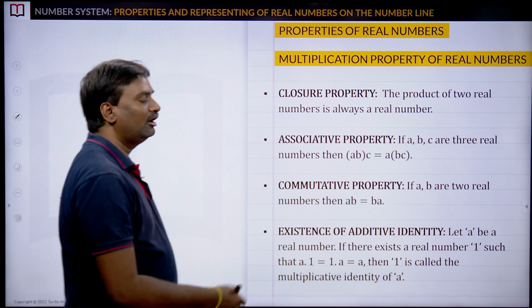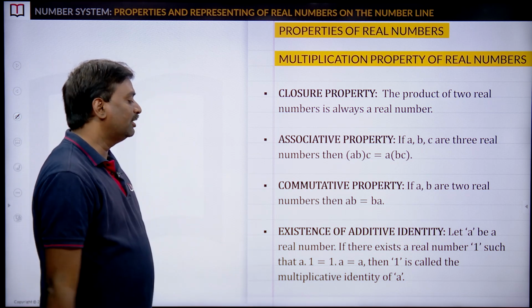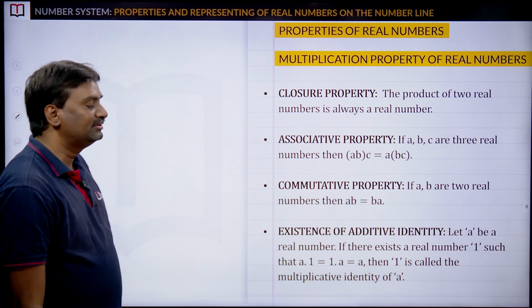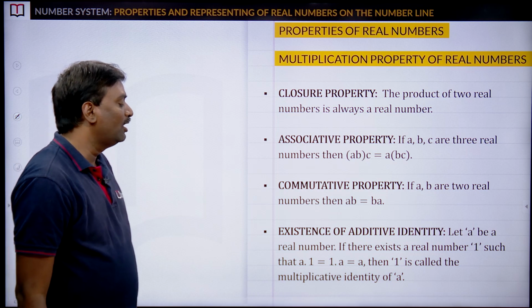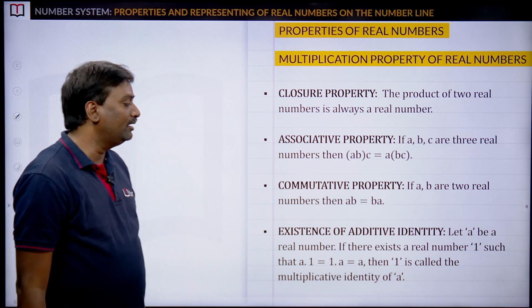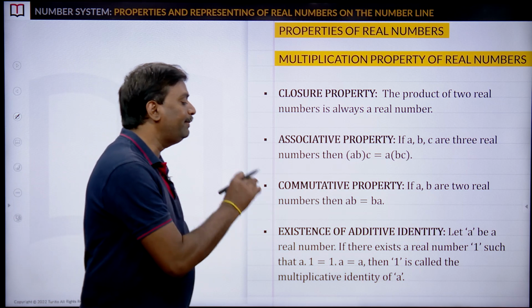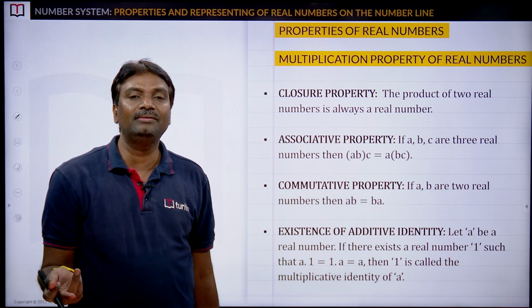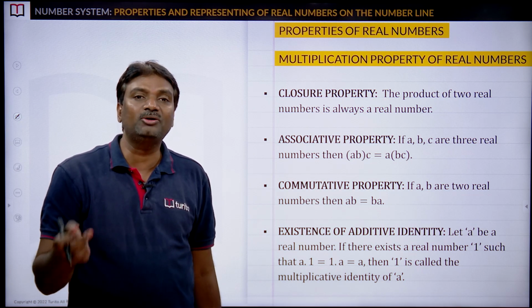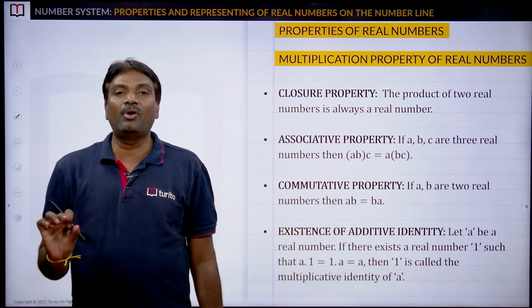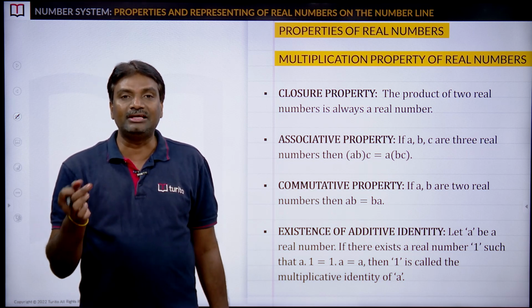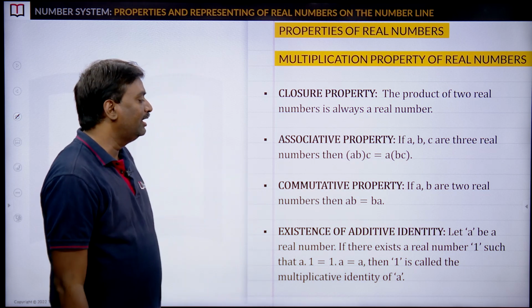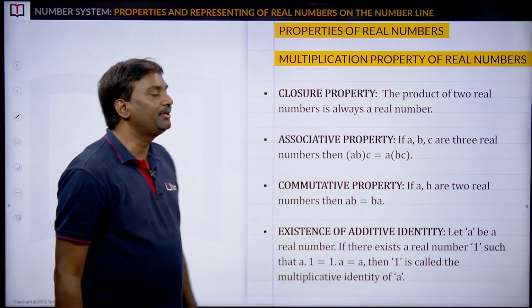Next, existence of multiplicative identity. Suppose A is a real number. If there exists a real number 1 such that A into 1 equal to 1 into A equal to A, then 1 is called the multiplicative identity of A. So, we have to multiply the given number by another number to get the same number. It is possible only when the given number is multiplied by 1. Then we can say that 1 is the multiplicative identity.